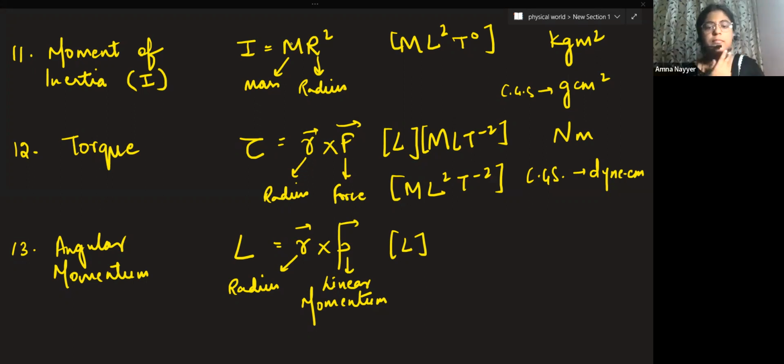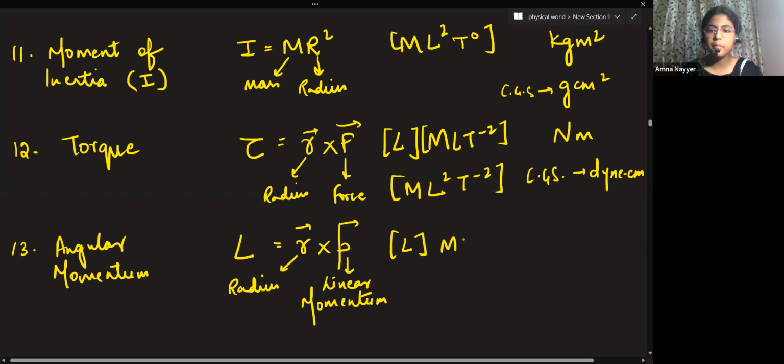SI unit will take time because I think you have to perform divisions. Okay, let me just discuss it. See, linear momentum was what? Linear momentum was mass multiplied by velocity, M L T to the power minus 1. This was linear momentum. So it will be just the square of it, M L square T to the power minus 1. Regarding the SI unit for radius, this is what?